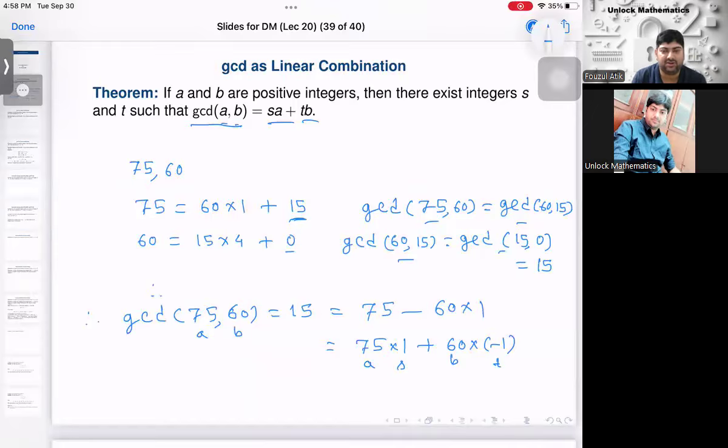So the example we have taken is a very easy one. One step we have done. We'll do one more example. There you will see that you have to do two or three steps. But the GCD of any two positive integers, you can always express as a linear combination of the numbers themselves. And that has a lot of significance that I will show you after some time.